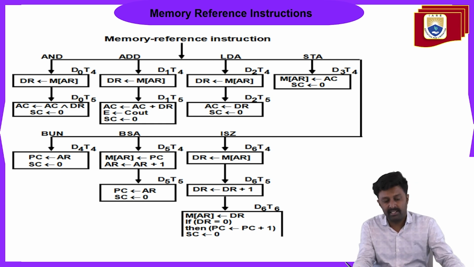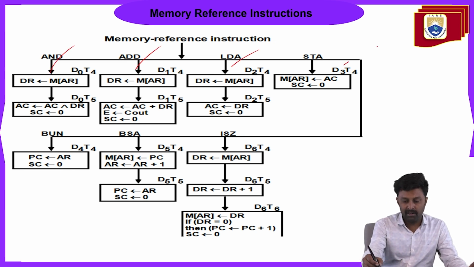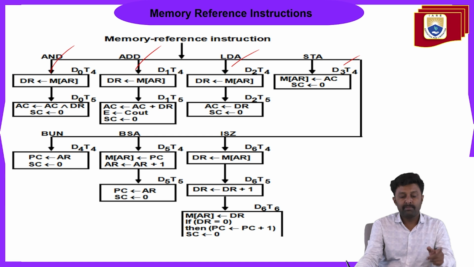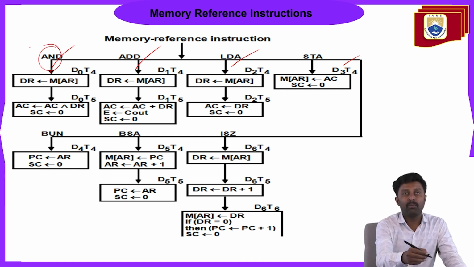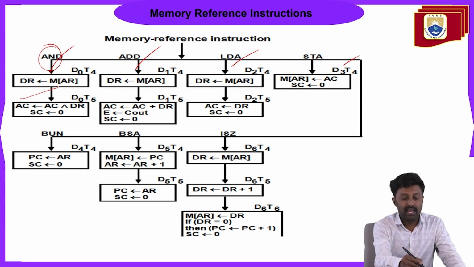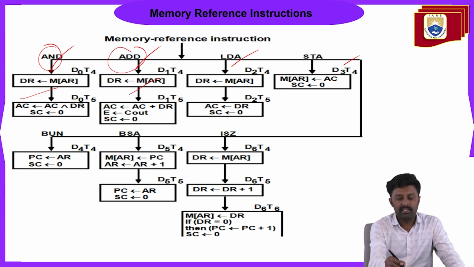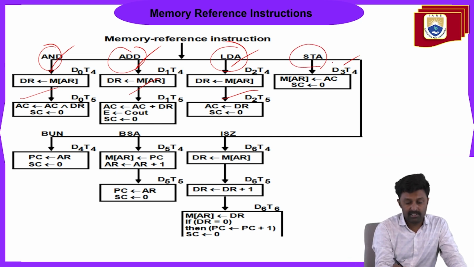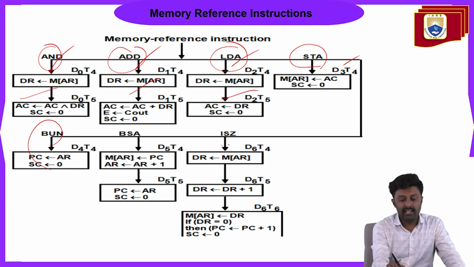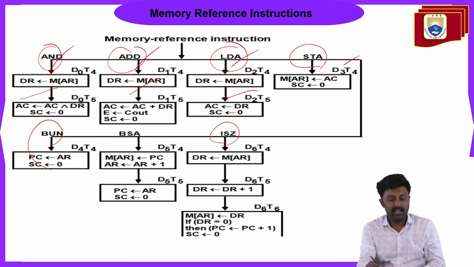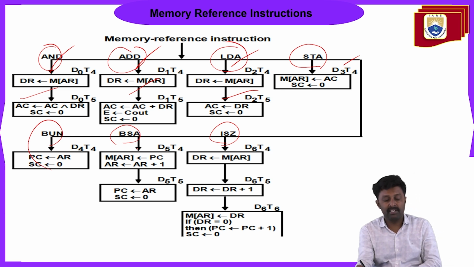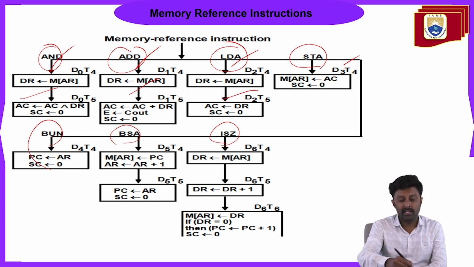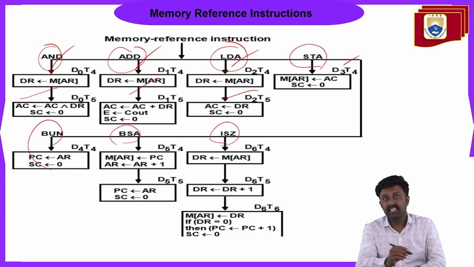Right, so whatever we have discussed so far, the different types of memory reference instructions, are all described in the table. You have to remember that this is the instruction for the AND operation, this is the instruction for the add operation, this is the instruction for load, this is the instruction for store accumulator, then this is the instruction for branch unconditionally, then increment and skip if zero, and branch if the value of the accumulator is 0. This diagram shows the 7 different types of memory reference instructions.